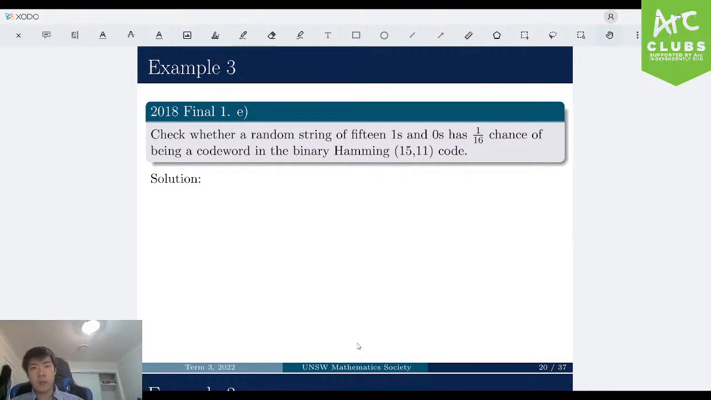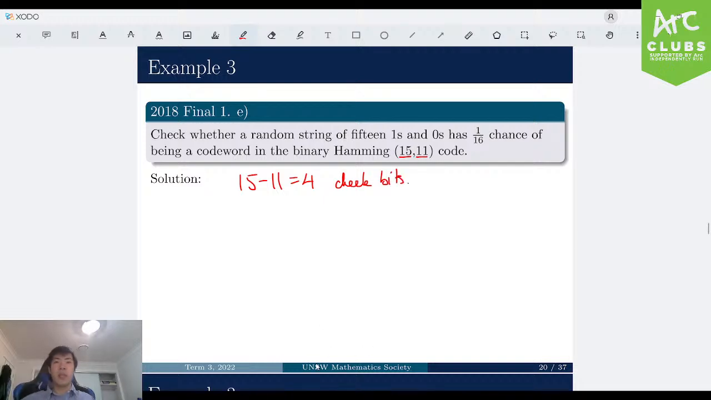Example 3. Check whether a random string of 15 ones and zeros has a 1/16th chance of being a code word in the binary Hamming (15, 11) code. Okay. So note that in a binary Hamming code, here we have a fixed length of 15. So the code length is 15 symbols, 15 bits, and it's 11 information bits, which means there are 4 check bits, right? So 15 minus 11 equals 4 check bits.